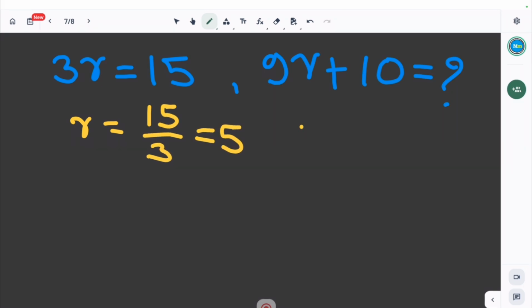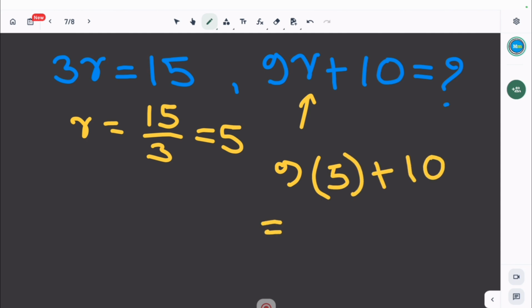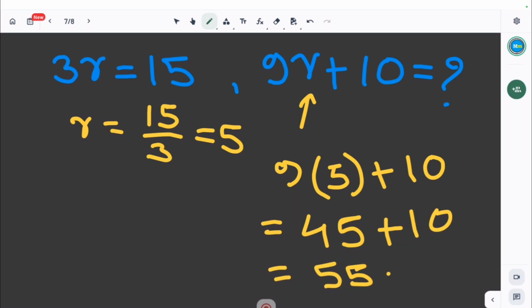Now you can see that it is so simple. Just put the value of r here. So 9 into 5 plus 10. 9 into 5 becomes 45, plus 10 equals 55. Okay, this is the answer.